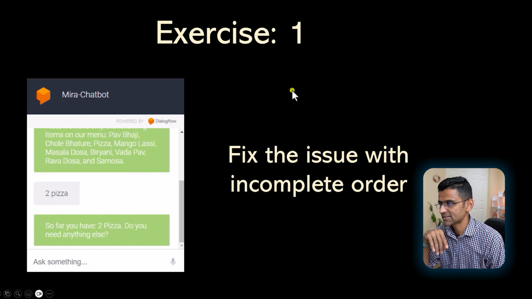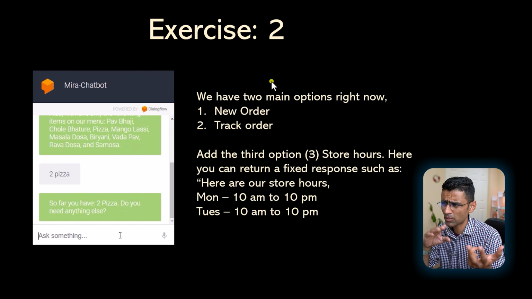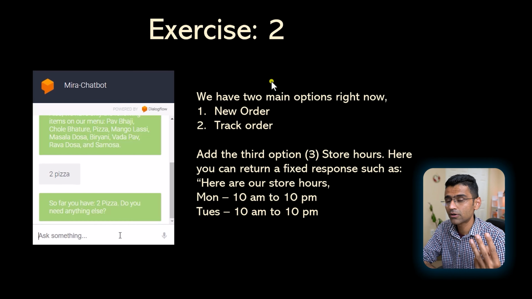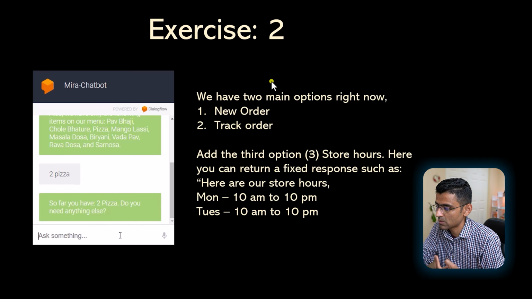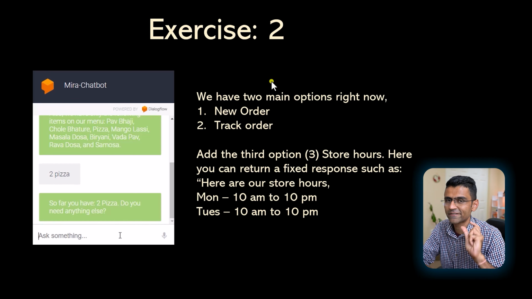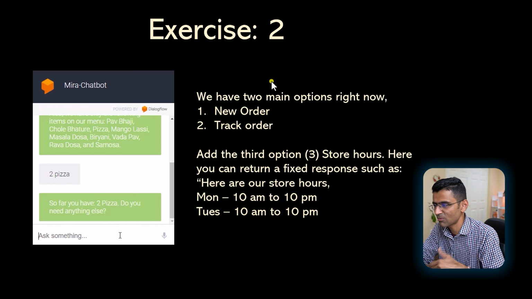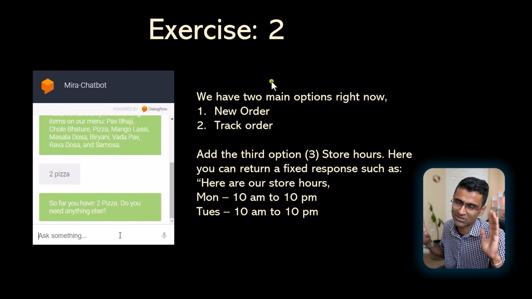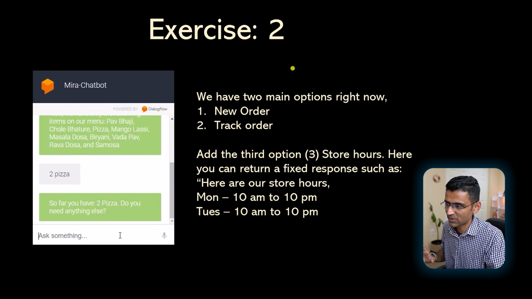The second exercise is actually simple. We have only 2 options: new order, track order. Add a third option called store hours. And when someone says, give me store hours, you should return a fixed response. You don't need to call the backend. Just from the Dialogflow text response, you can return this. Folks, this is going to be very easy, okay? So please don't complain. You can do this very, very easily.